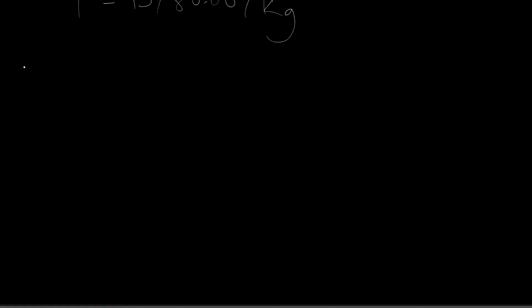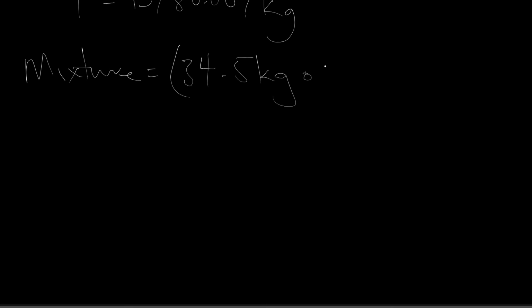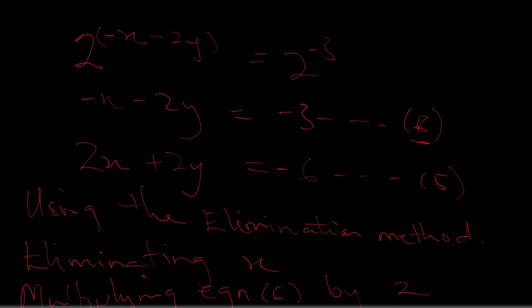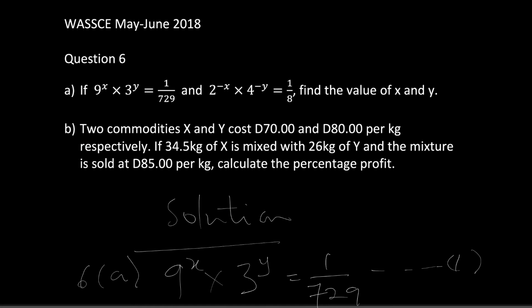And we are told that the mixture is made up of 34.5 kilogram of X and 26 kilogram of Y. Then what else? And the mixture is sold at 85D per kilogram. Calculate the percentage profit.